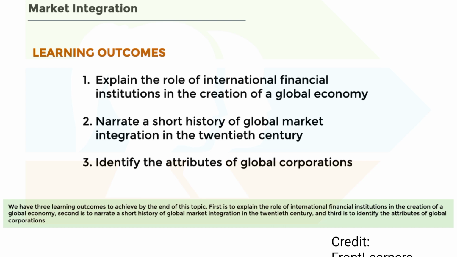In this lesson, we have three learning outcomes to achieve by the end of this topic. First is to explain the role of international financial institutions in the creation of a global economy. Second is to narrate a short history of global market integration in the 20th century. And third is to identify the attributes of global corporations.